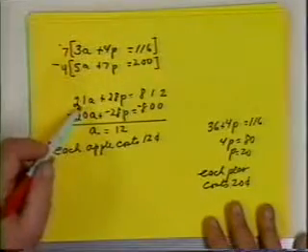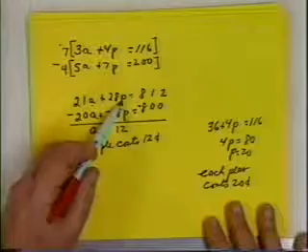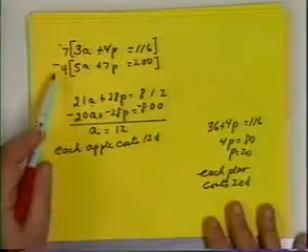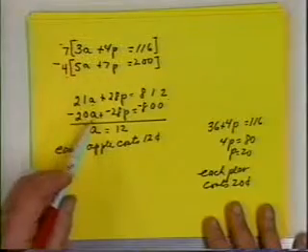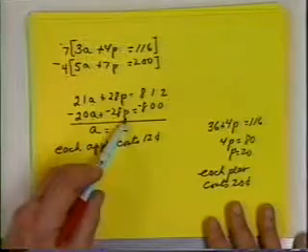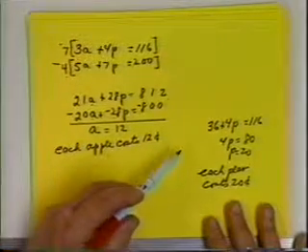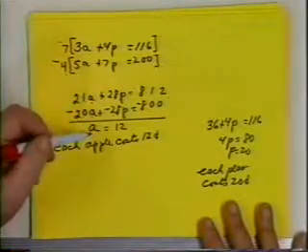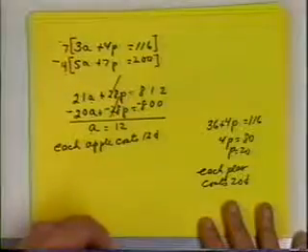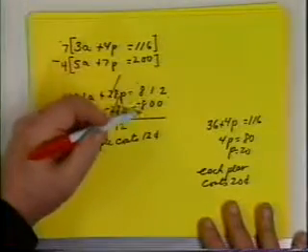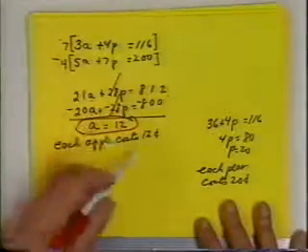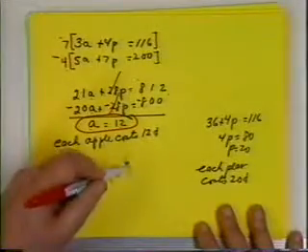The top equation becomes 21A plus 28P equals 812. So just multiplying by 7. Bottom equation, multiplying by -4, gives me -20A plus -28P equals -800. Now when I add, the 21A and the -20A comes out to A. The 28P and the -28P cancel. 812 plus -800 is 12. And lo and behold, I've got what? That each apple costs 12 cents.